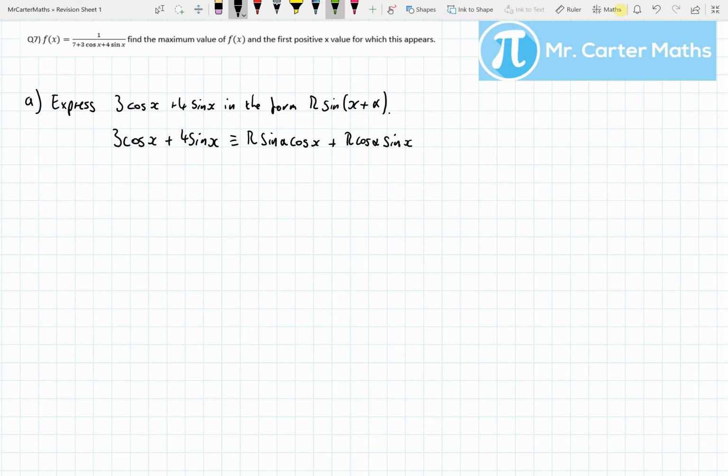I can compare coefficients here. I can see that I've got r cos alpha as my sin x coefficient, which is the same as that 4. And I have r sin alpha as my cos x coefficient, which would be the same as that 3. Okay, so that leads me to the following. It leads me to say r cos alpha equals 4, r sin alpha equals 3.